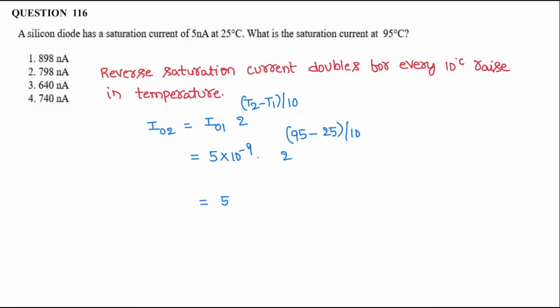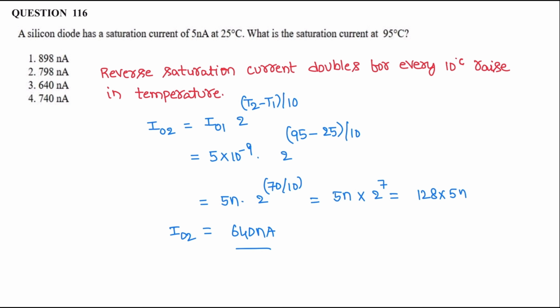That is 5 nano into 2 power (95 minus 25), which is 70, divided by 10. So 5 nano into 2 power 7. 2 power 7 is 128, into 5 nano, that is 640 nanoampere. This reverse saturation current at 95 degrees centigrade is 640 nanoampere. The correct answer is option 3.